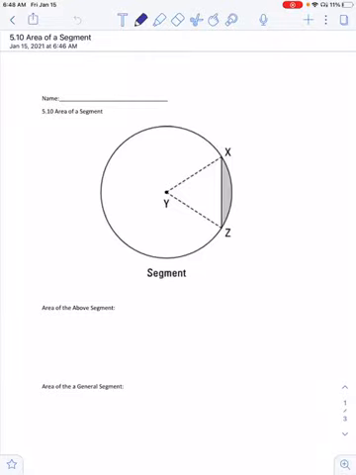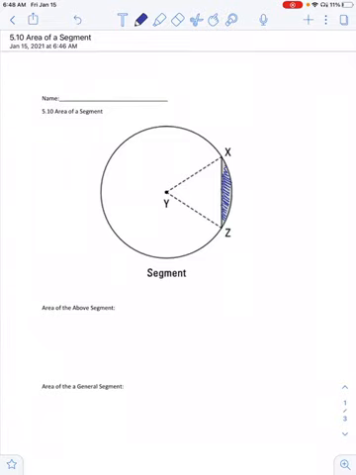Hey everyone, and welcome to lesson 5.10, and this is on area of a segment of a circle. And a segment we can see is highlighted in the diagram below. So the segment is just this shaded region here. And we have all the skills needed at this point to find the area of that shape.